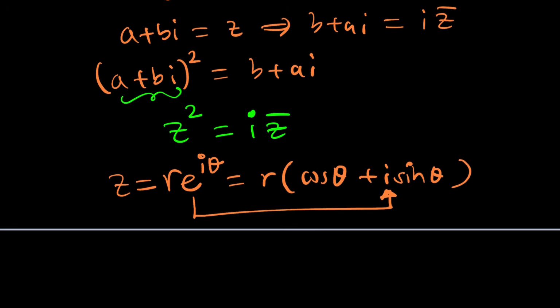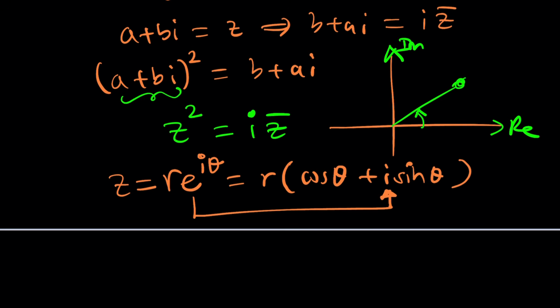Of course, r stays, right? So this means that if you have a complex number that makes an angle of theta with the positive real axis, which is the x-axis in this case, let's call that theta. That's the argument. And r is the absolute value of our number. And our number is represented by a dot, a point, or a vector. Okay? Makes sense? Geometrically, that's what it is.